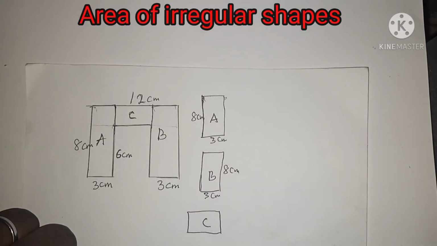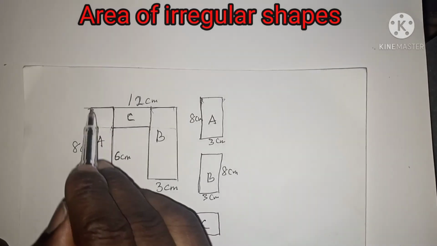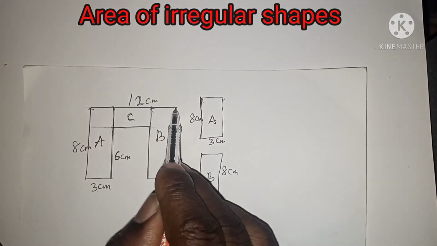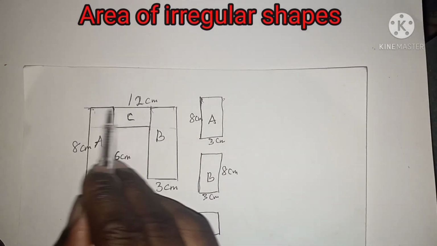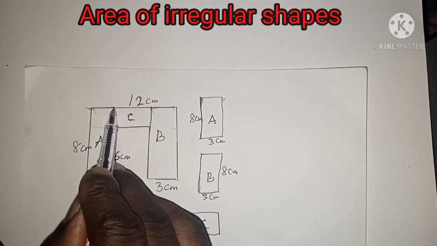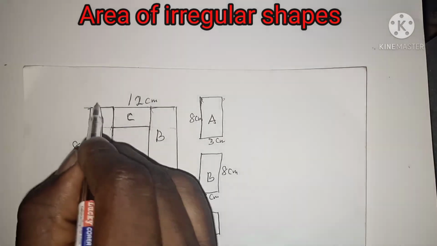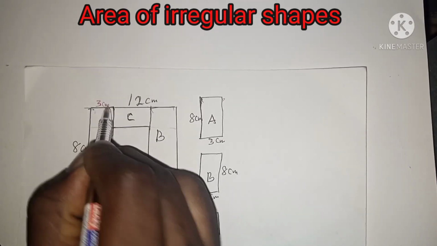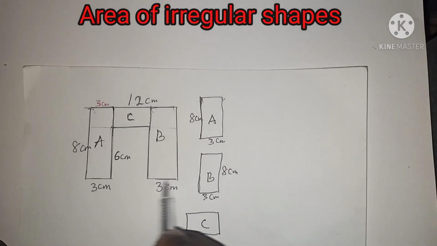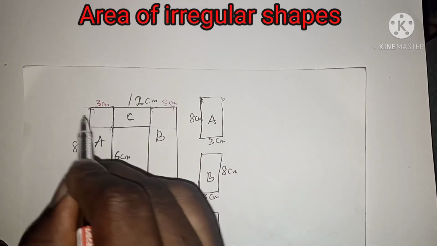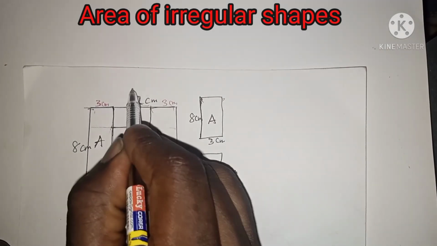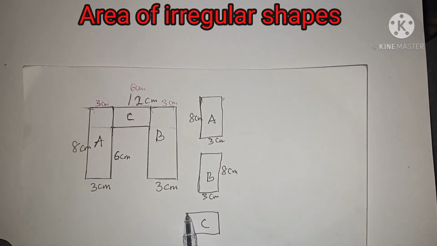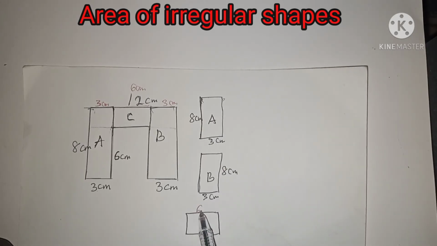Okay, so now let us look at this. From here to here is 12 centimeters, and from that 12 centimeters, this place from here to here has been cut out, which is 3 centimeters. So 3 centimeters is gone. Another 3 centimeters here is gone. So 3 plus 3 is 6, and if we take it away from 12, what we have left here is just 6 centimeters. Therefore, the length of this shape C is 6 centimeters.